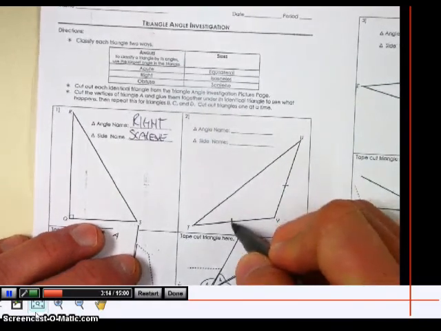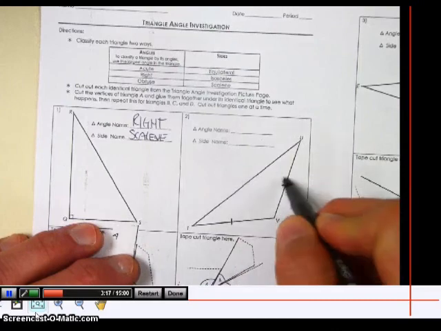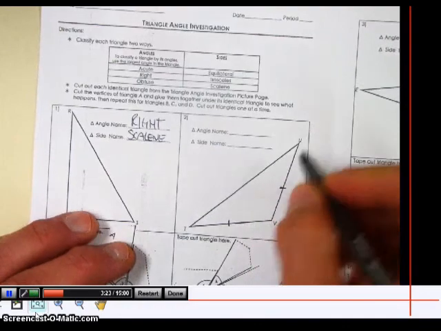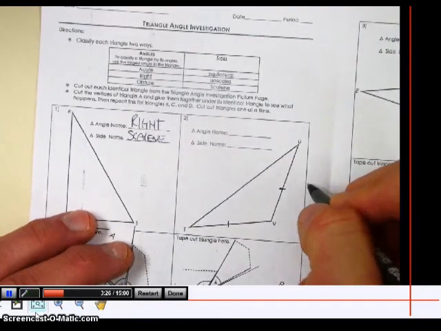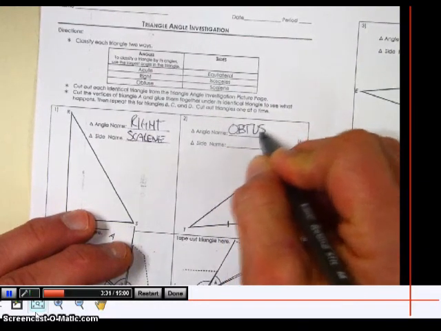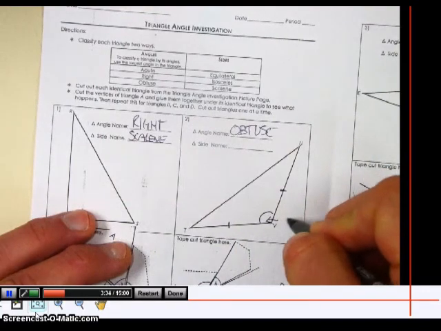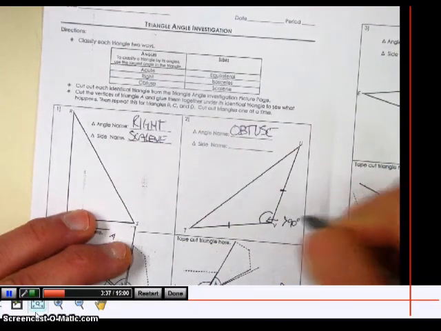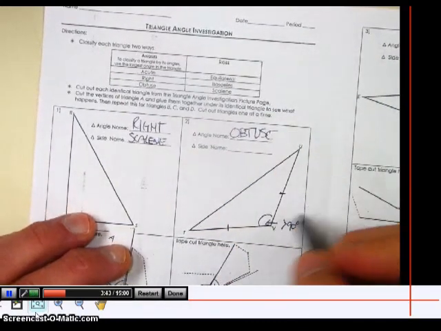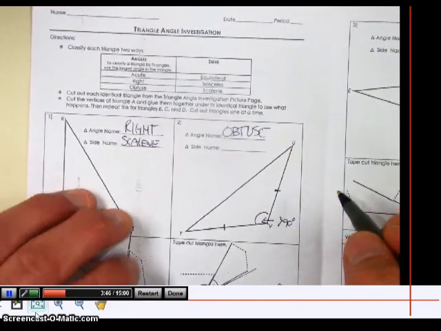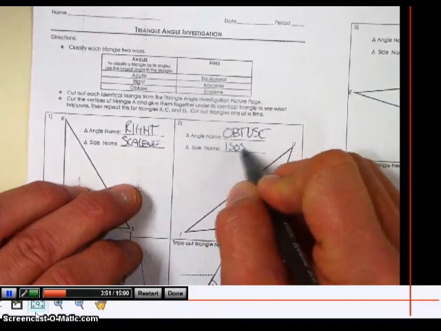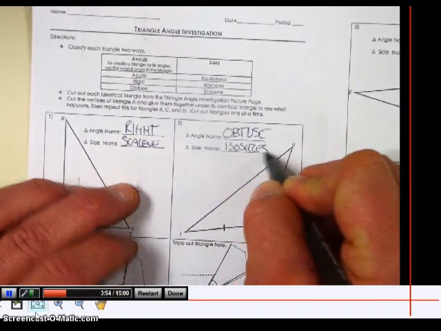Triangle number 2. You see these tick marks, that means that these 2 sides are the same, but there's not one here. Now, there's no little square for right. Does it look like it's acute? No, it has an angle that is very much obtuse there. That angle is greater than 90 degrees. The side name is, it has how many congruent sides? 2, and you have 2 what? So it is an isosceles. There's no penalization for spelling on this.